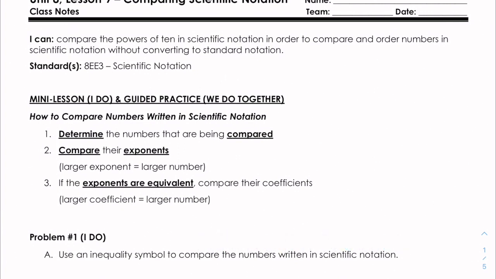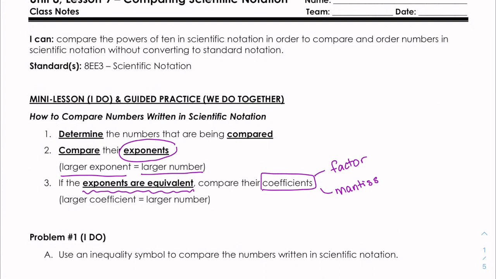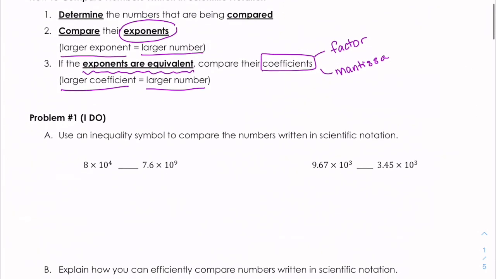All right, so let's just take a look at these steps and what we're going to need to do in order to compare numbers in scientific notation. So first we want to determine the numbers that are being compared. Then we want to compare their exponents first, because a larger exponent means a larger number. And then if the exponents are equivalent, compare the coefficient. Remember, the coefficient is also what we call the factor and the mantissa. And a larger coefficient means a larger number, but that's only when the exponents are the same. If the exponents are different, the larger exponent is the larger number.